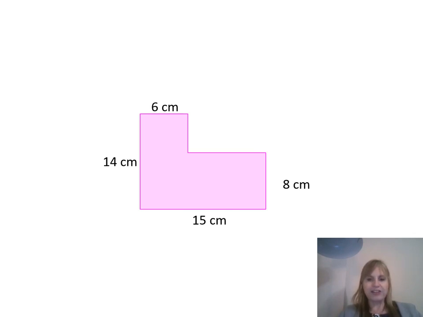Now this is the same question again, but this time I'm going to look at it as one big rectangle. So if I look at this shape and I can see that I've got a pink shape and a white rectangle, if I was to find the area of the large shape, that's 14 times 15, I could then take the white rectangle away from that answer. So that white rectangle would have a base of 9 and a height of 6. So I would take 9 times 6 away from 15 times 14, and I would get the same answer.